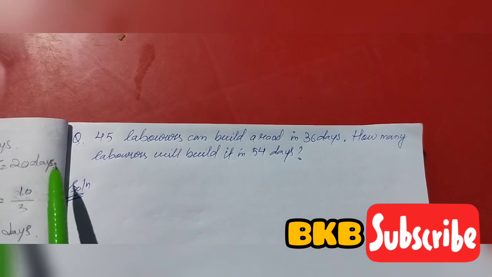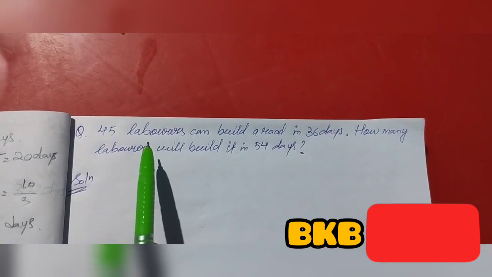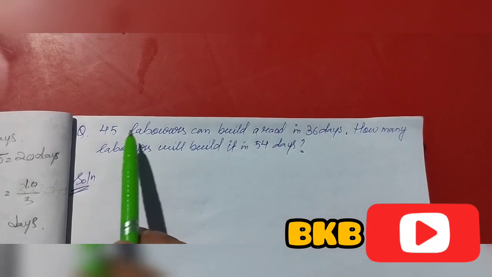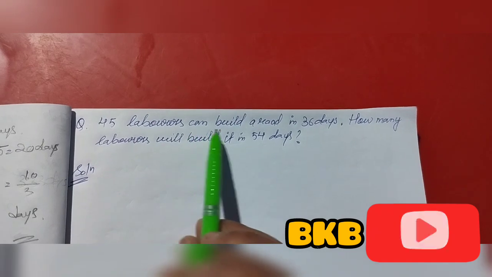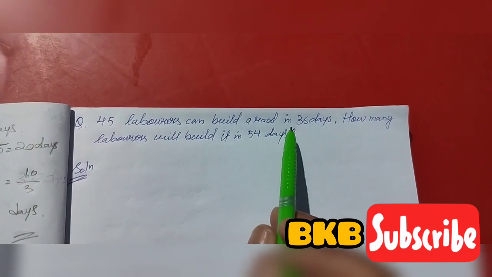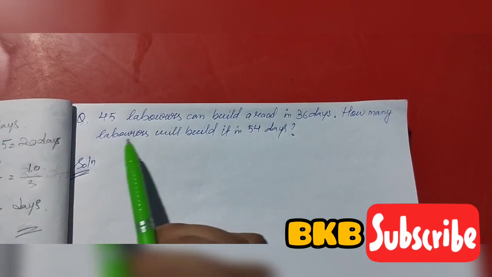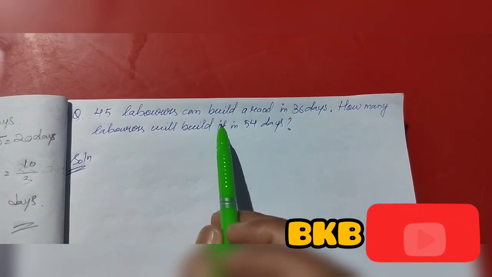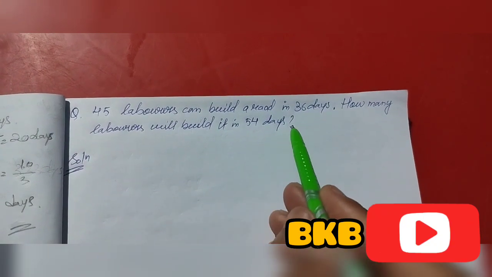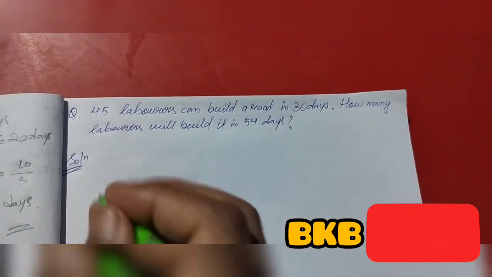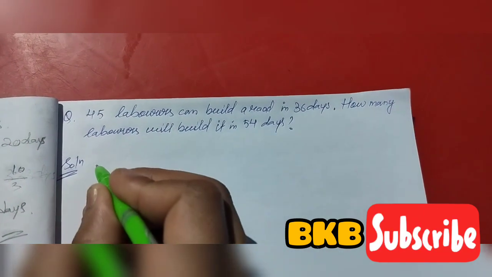Okay, this is a basic reasoning type question. 45 laborers can build a road in 36 days. How many laborers will build it in 54 days? So first, we write according to what is given here.